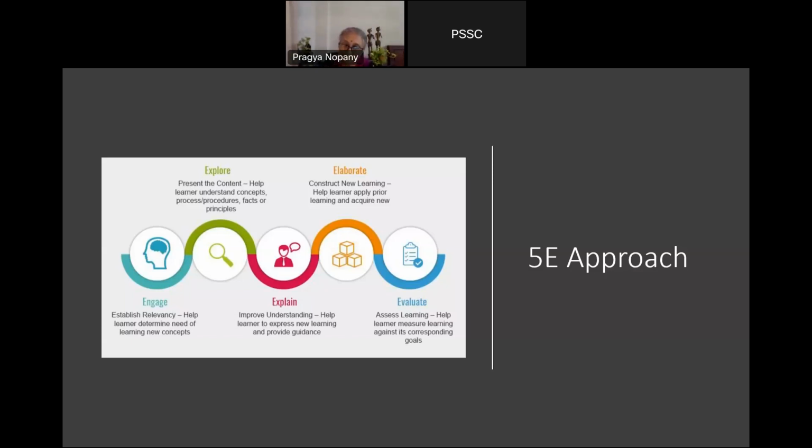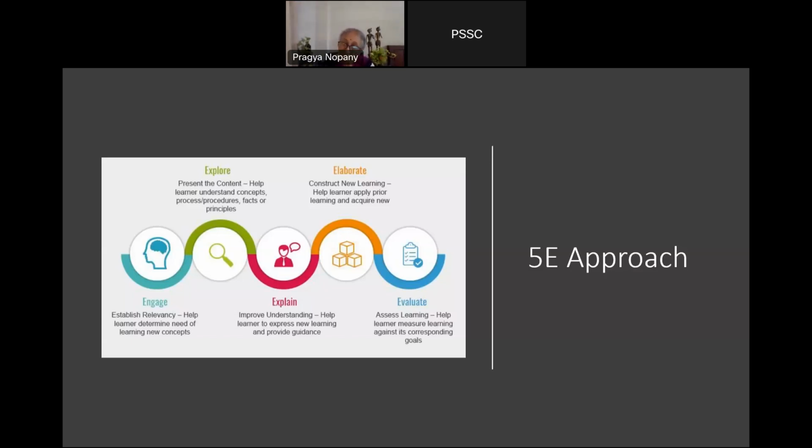Okay. So when the child explains to us what he has learned after exploration, we are helping him to bring out his understanding in his own words, and then we can also provide our guidance by correcting if there are any misconceptions. Then out of this explanation, new questions may arise in the classroom, and in fact, we must encourage new questions. And then we can construct new learning in the next stage, which is the elaborate stage. So now we help the learner apply prior learning and then help him in acquiring new learnings.